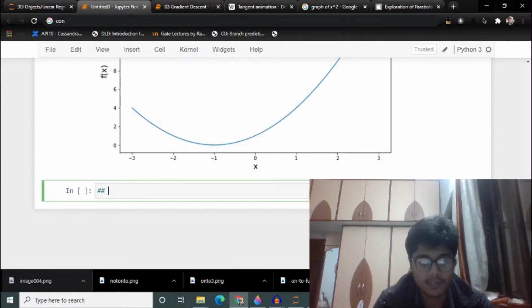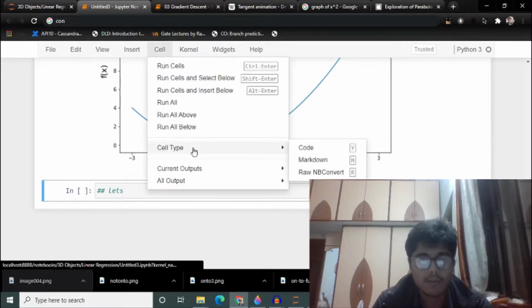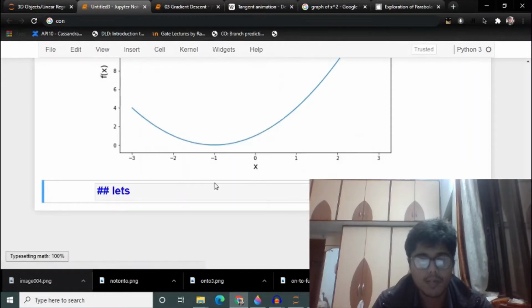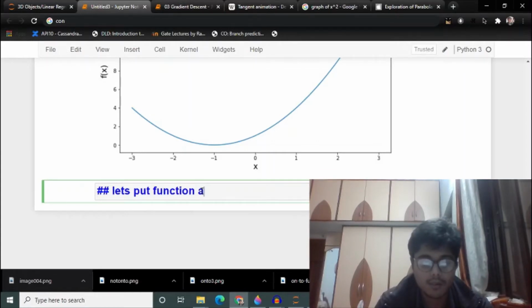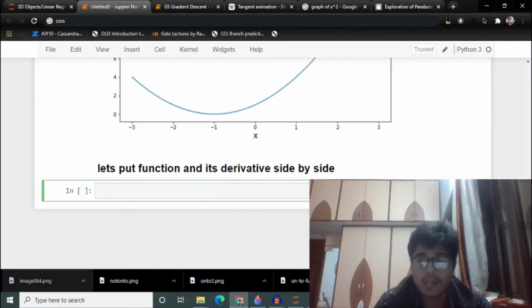Okay, I will first put this cell as a markdown, guys. I will set the cell to markdown, and I will put: function and its derivative side by side. Okay, so it will be like this. I will just copy this.